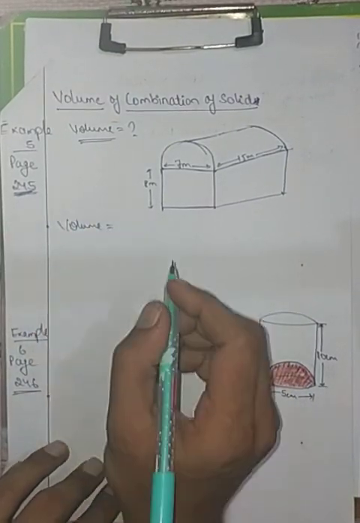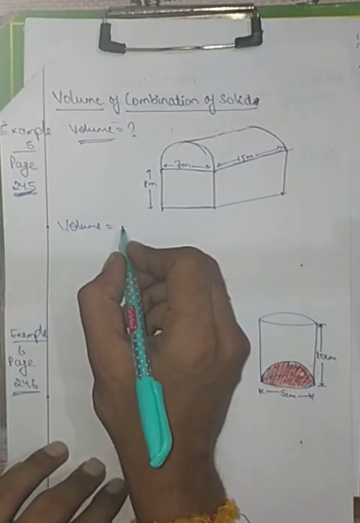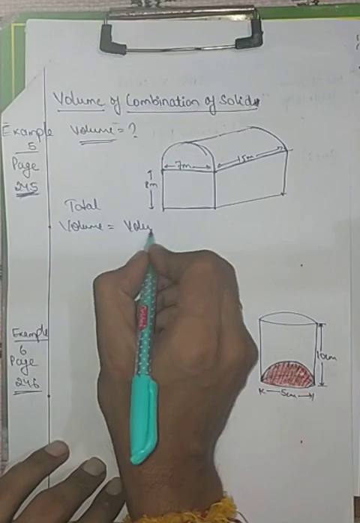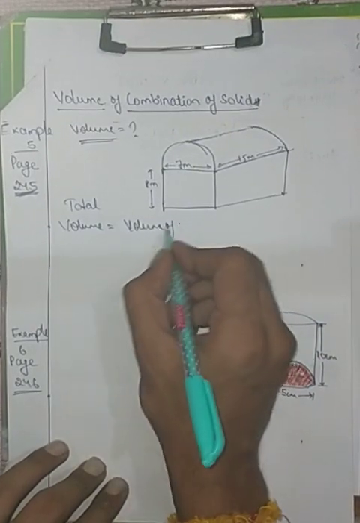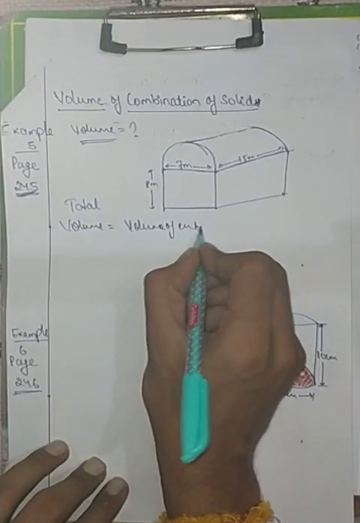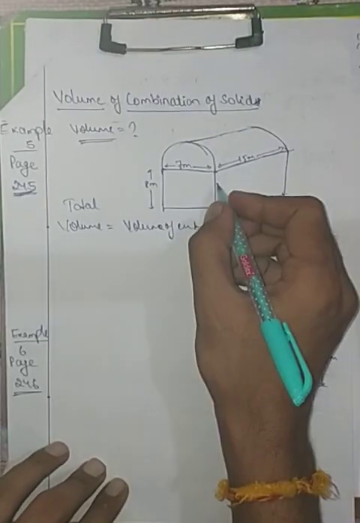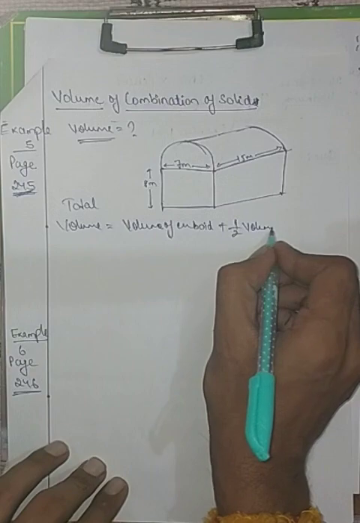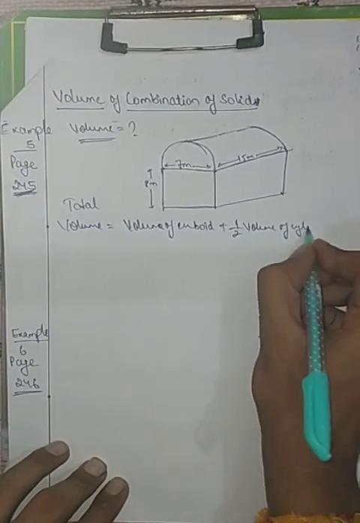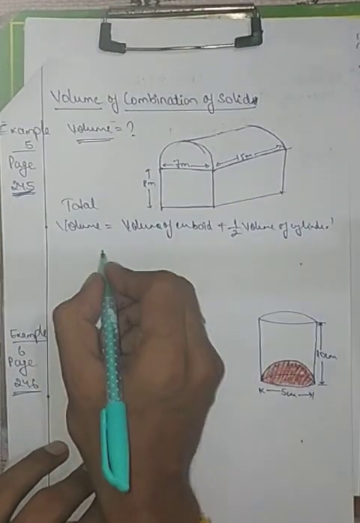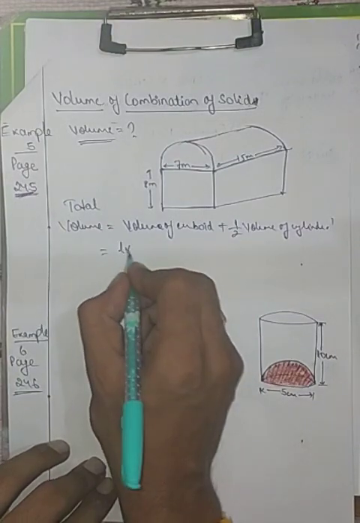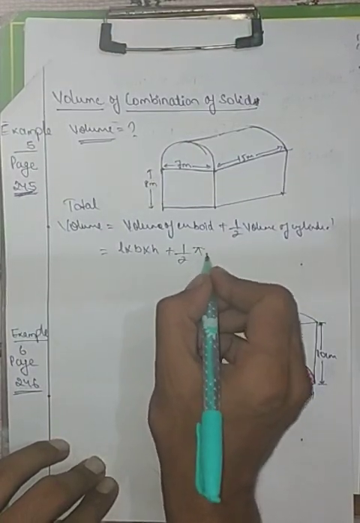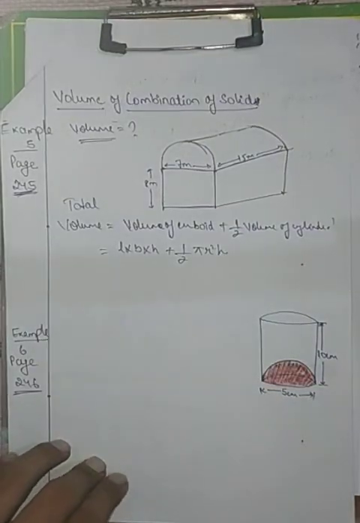Volume part is very easy. Volume will be total volume actually. Total volume will be volume of cuboid plus cylinder is half, means half volume of cylinder. Volume of cuboid is L into B into H plus half volume of cylinder is pi r square H.